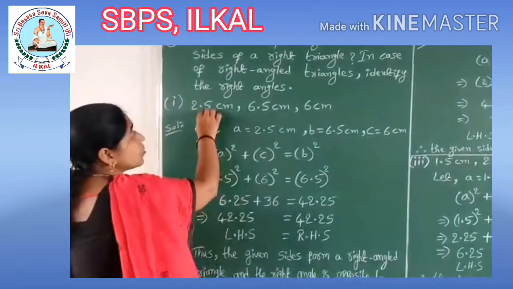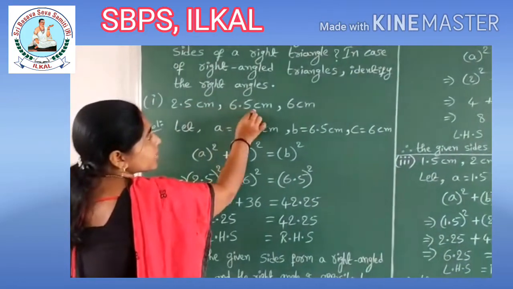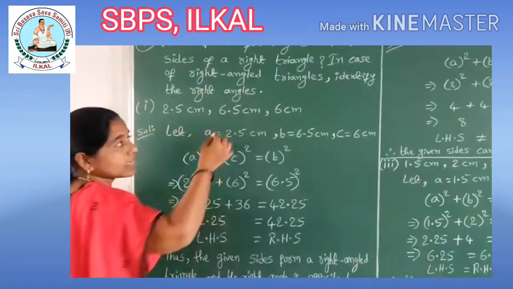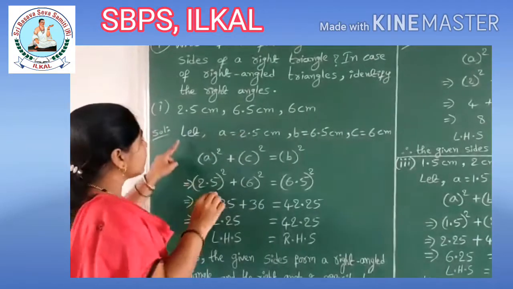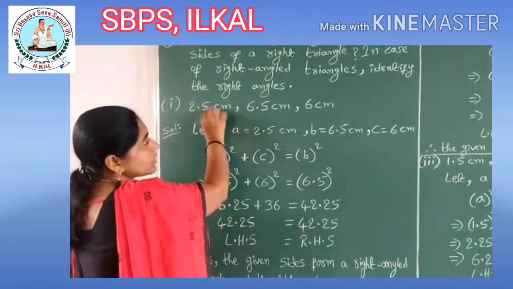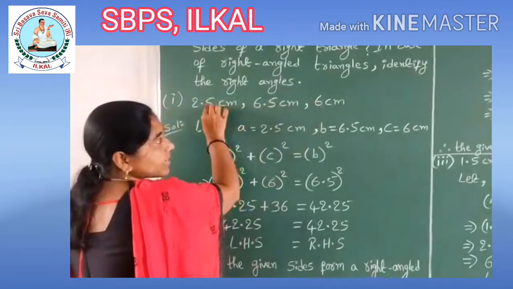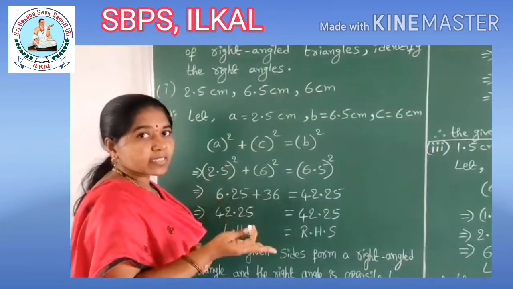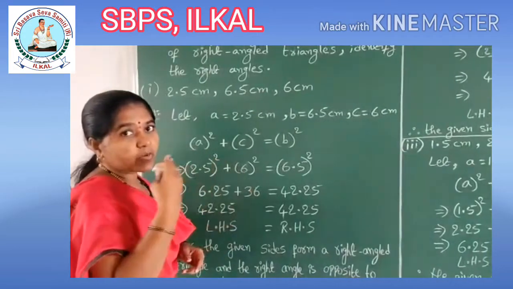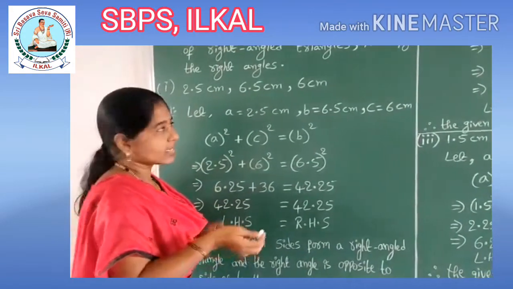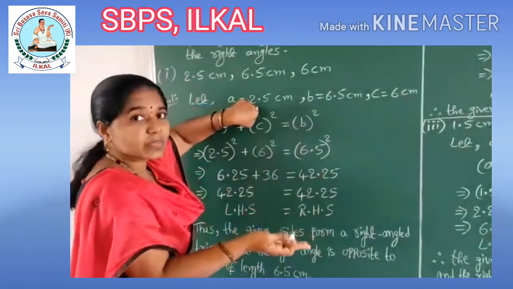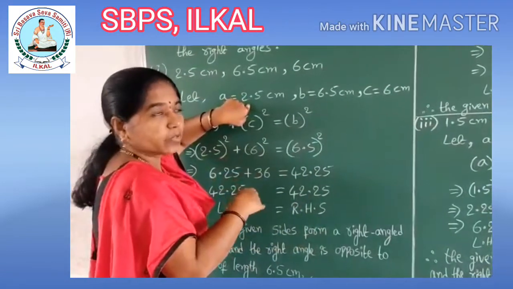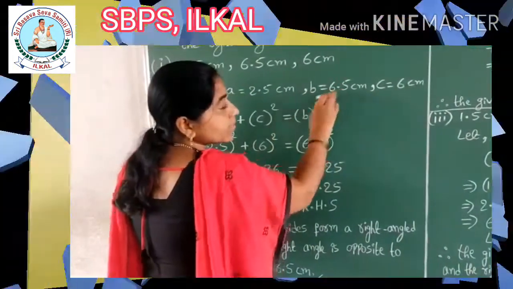First one: 2.5 centimeter, 6.5 centimeter, 6 centimeter. These are the three sides of a triangle they have given. The given values we will consider as A, B and C. We know that according to Pythagoras theorem, the hypotenuse square will be equal to the sum of the squares of the other two sides. Which two numbers are smaller? First those two squares we will do, equal to, and we will write the bigger one.